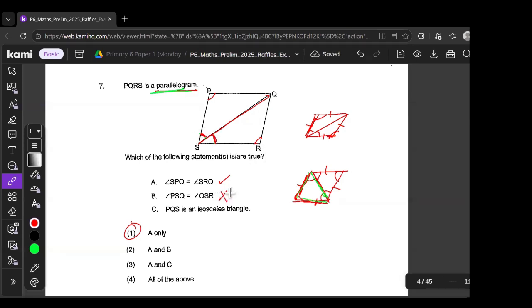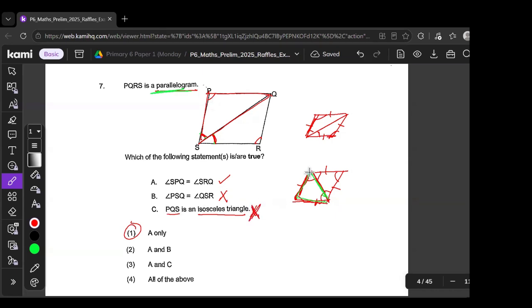So it's not true. Okay, PQS is an isosceles triangle. So once again, because it's a parallelogram, is it an isosceles triangle? No, it is not. Only a rhombus. Then it is an isosceles triangle, only for a rhombus. Parallelograms don't have isosceles triangles. Are you clear? Okay, clear so far? So this is also out.